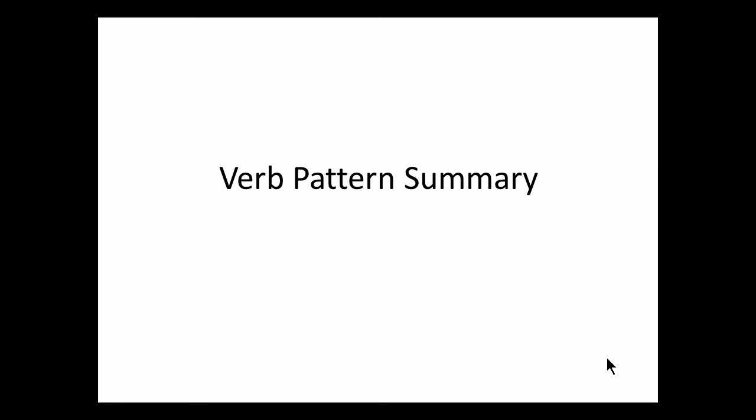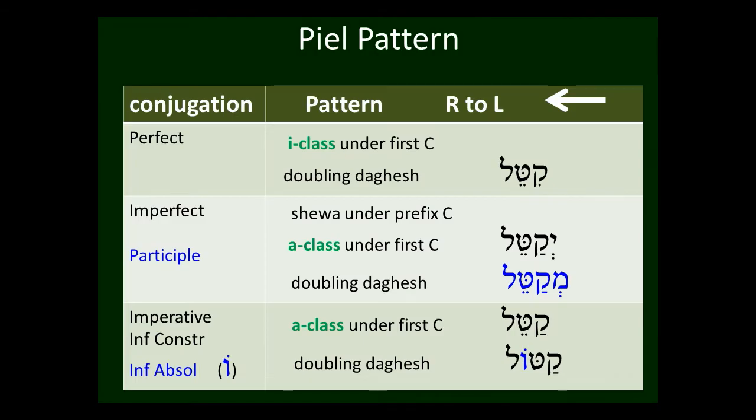This is a summary of the verb stems or verb patterns, and this one goes through Futato chapter 38, so it's through the Hophal stem. Now, by way of review, the Piel pattern, in the perfect, is recognized by an I-class vowel under the first consonant, like so, and doubling with the dagesh.